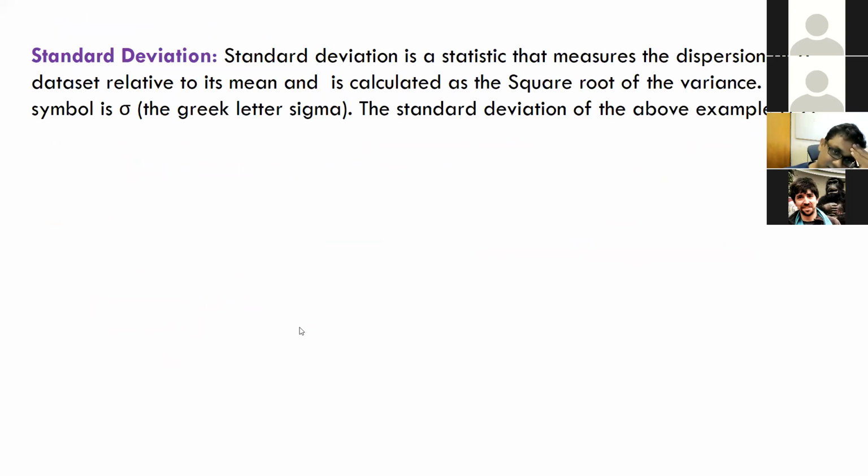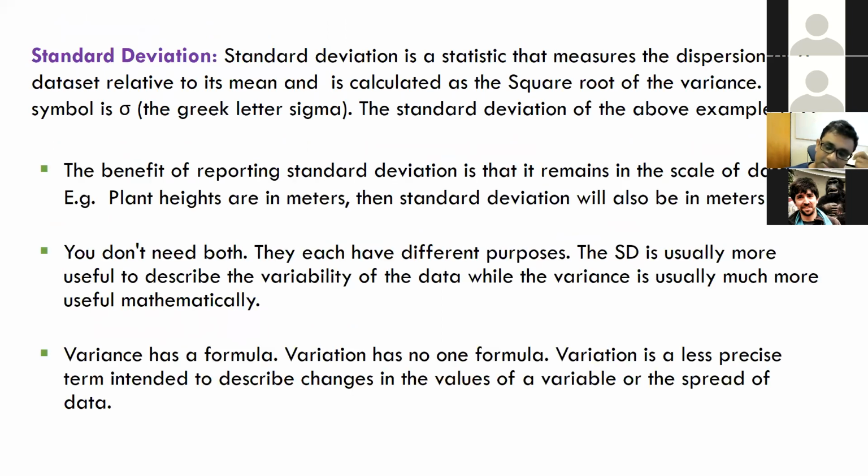So standard deviation is important because it retains the scale. If you measure in centimeters, you get the standard deviation in centimeters, right? So you can easily interpret it. If they are in meters, the standard deviation is also in meters, so it has a unit and you can easily interpret it. My deviation is 2 centimeters or 5 centimeters, depending on the standard deviation you are getting. You don't need both variance and standard deviation. The most common one is standard deviation because you can easily explain it, right? But people use variance as well.